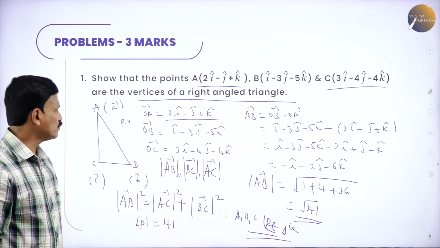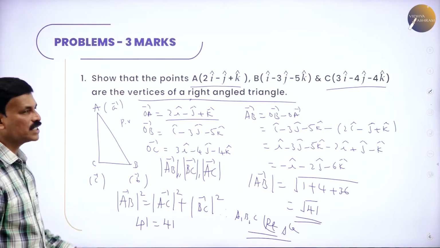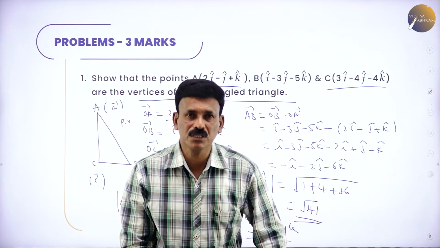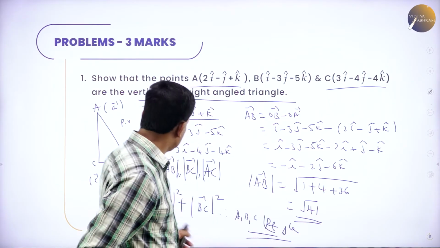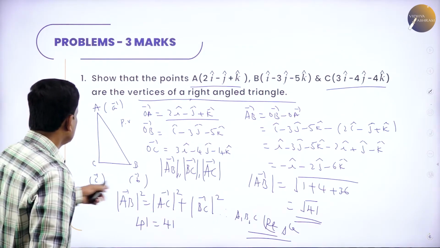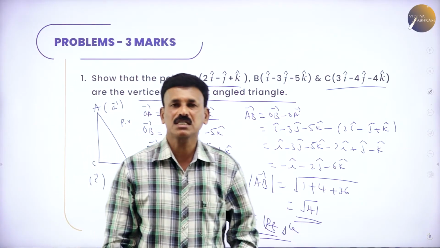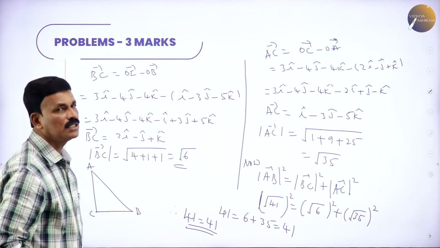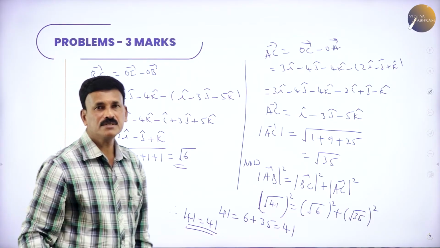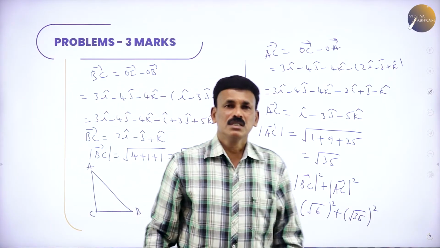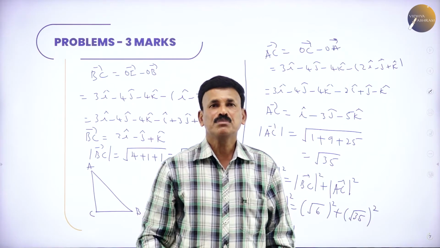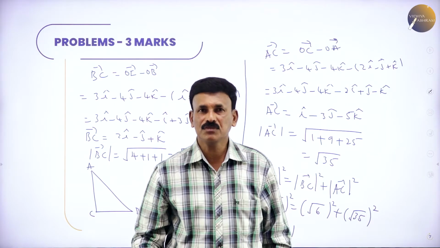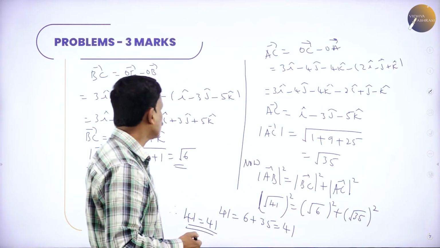That is very important. First find out AB, BC, AC and check whether the Pythagoras theorem, AC square is equal to AB square plus BC square, or in this case AB square is equal to AC square plus BC square, is satisfied or not. If it is satisfied, then you can say that it is a right angle triangle. In this type we have so many problems like equilateral triangle and isosceles triangle that we will do. Now let us come to the next problem.